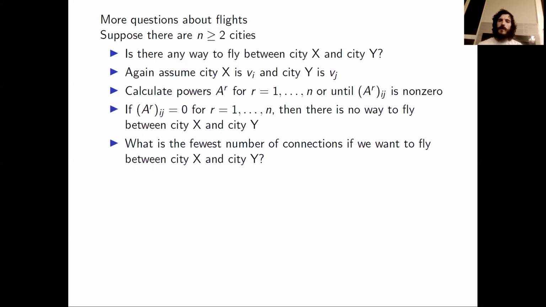The first r, for which the ij entry of A to the r is non-zero, gives us the minimum number of legs if we want to fly from city X to city Y. And we can subtract 1 from that to get r minus 1, and that would give us the minimum number of connections if we want to fly from city X to city Y.